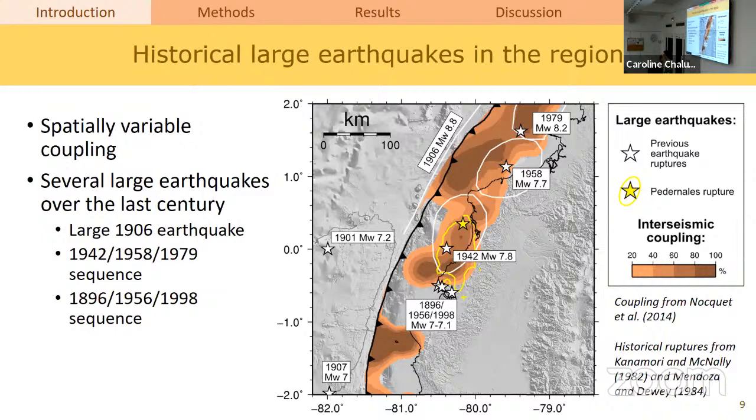This is a region that has experienced several large earthquakes in the past, starting with the biggest one in 1906 that ruptured this whole region right here of the megathrust. And then this rupture zone was ruptured again in three subsequent earthquakes that formed this northward sequence in 1942, 1958, and 1979. And in addition to this sequence, we also have other earthquakes that have happened, including this sequence right here, which is unrelated to the main one.